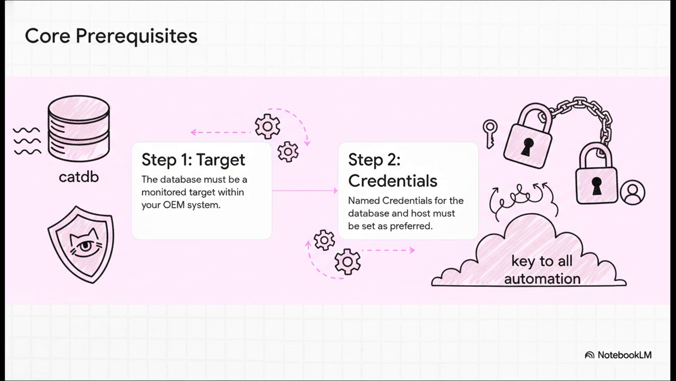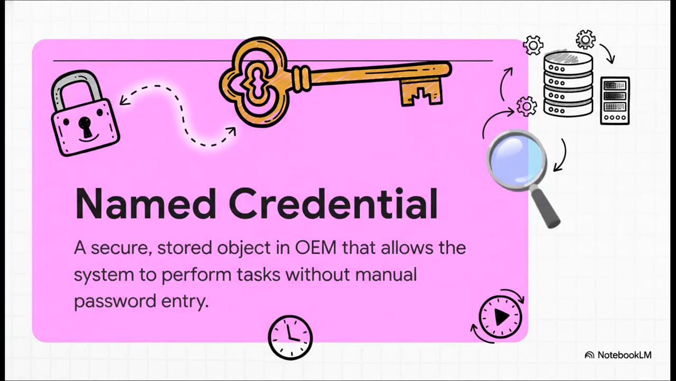You have to set up something called named credentials. So what in the world is a named credential? Well, the easiest way to think about it is like a secure, reusable password that's stored right inside OEM. It's what lets the system log into your database or your server and run jobs for you with zero manual intervention. It really is the master key that makes all of this automation happen.